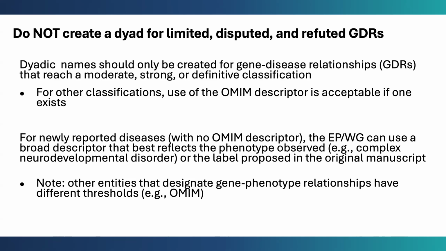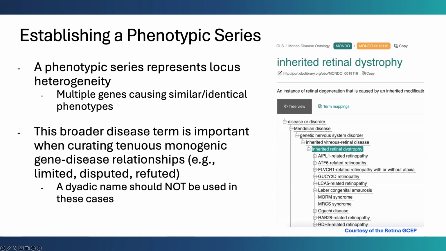So other entities that designate gene-phenotype relationships may have different thresholds for what they include as new disease entities and when they may post them, but that doesn't mean you shouldn't curate them just because they may not be an OMIM. So here's an example when we're talking about a phenotypic series, and if you're in those situations that you have a limited, disputed, or even refuted classification. So when you have those situations, you can have many, many explicit dyads that are talking about a well-known, right, moderate, strong, definitive classification. But in the absence of those, we can see that this is an example of heterogeneity.